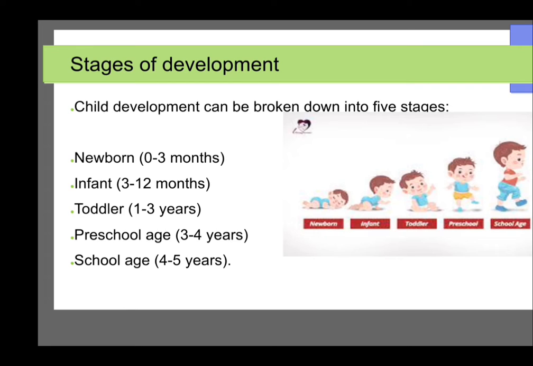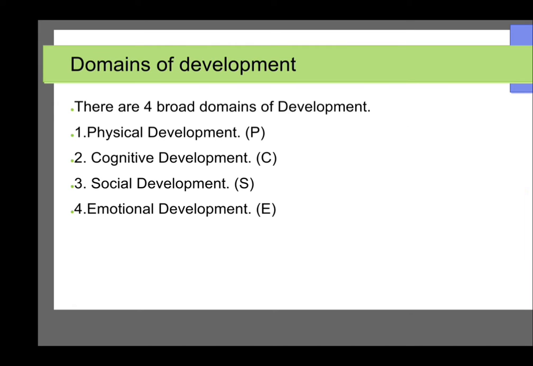Stages of development. There are mainly 5 stages. First is newborn, from 0 to 3 months. Second is infant, from 3 to 12 months. Third is toddler, from 1 to 3 years. Fourth is preschool age, which is 4 years. Then the last one is school age, which will be from 4 to 5 years.